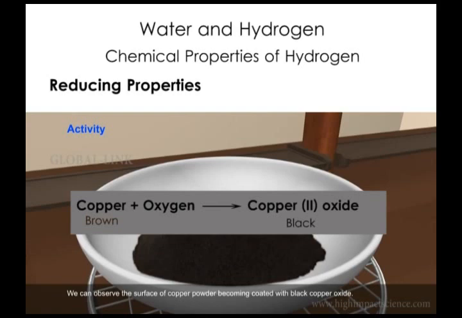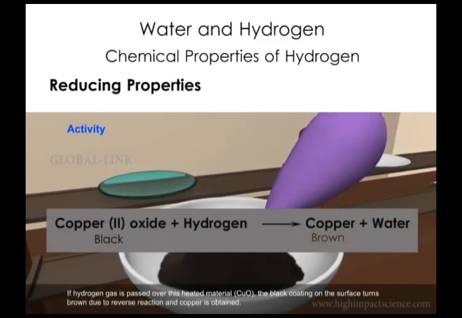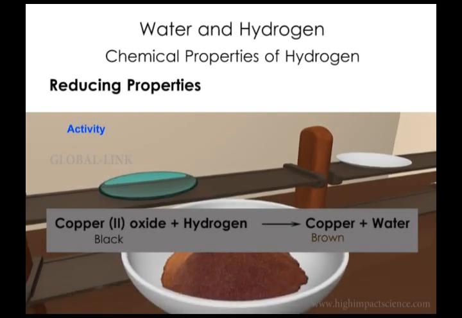This is copper(II) oxide. Copper combined with atmospheric oxygen to form copper(II) oxide. Therefore, copper is oxidized to copper(II) oxide. If hydrogen gas is passed over the hot copper(II) oxide, the powder turns brown due to formation of copper. Hydrogen displaces copper from its oxide.